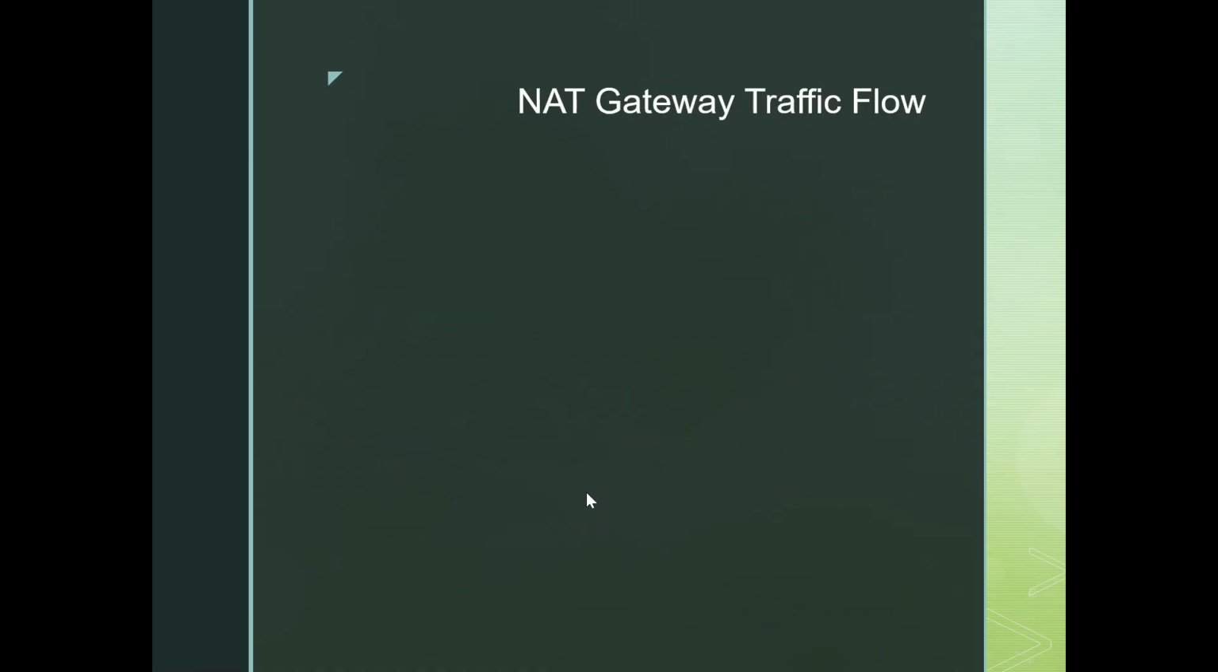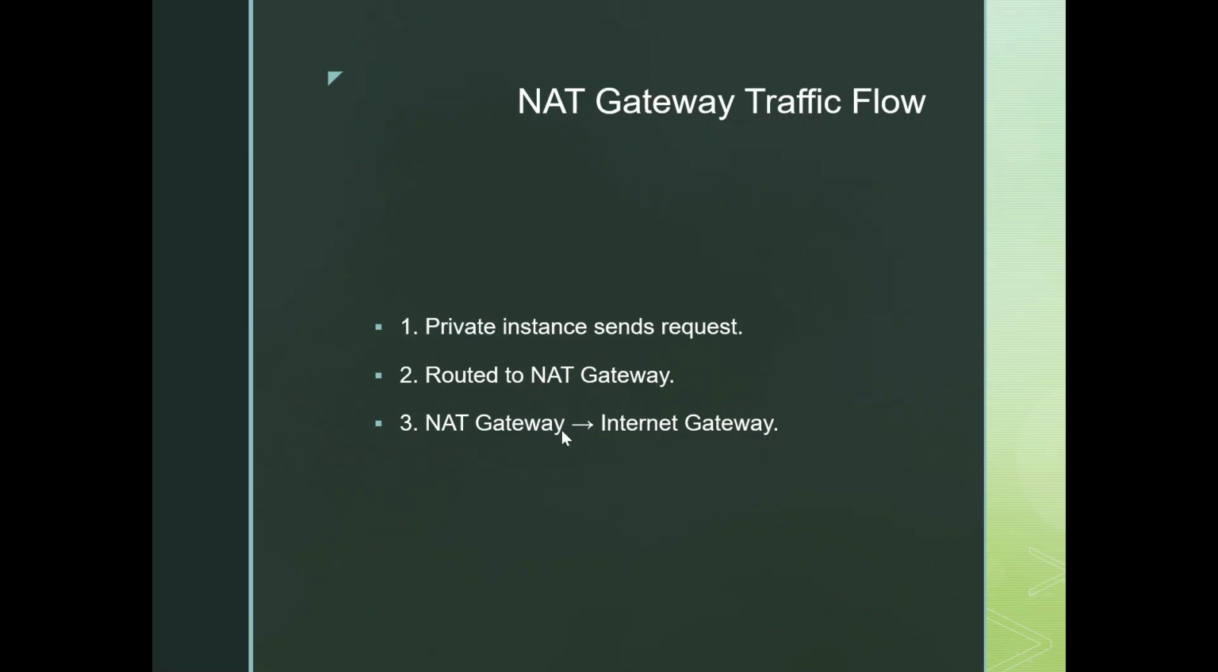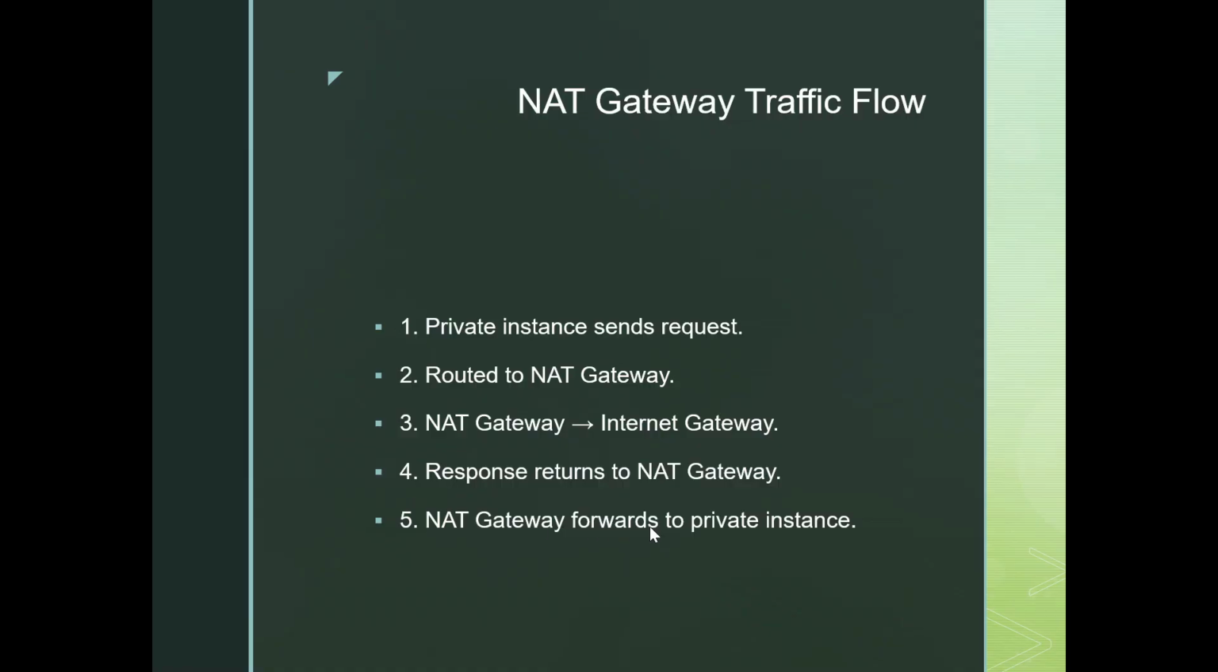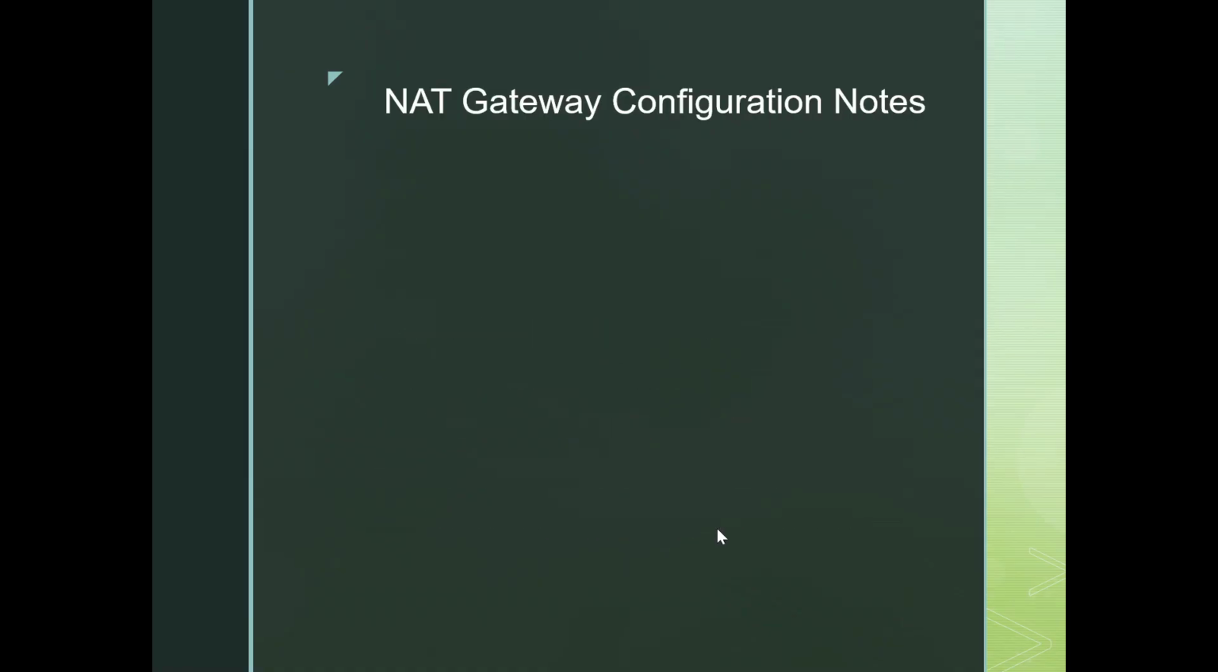Next, the NAT gateway traffic flow. The private instance sends a request, routed to the NAT gateway. Third, the NAT gateway to the internet gateway. The response returns to the NAT gateway. So this is the traffic flow of a NAT gateway. The private instance sends a request routed to a NAT gateway, and the NAT gateway is connected to an internet gateway, and the response returns to the NAT gateway, and the NAT gateway forwards it to the private instance.